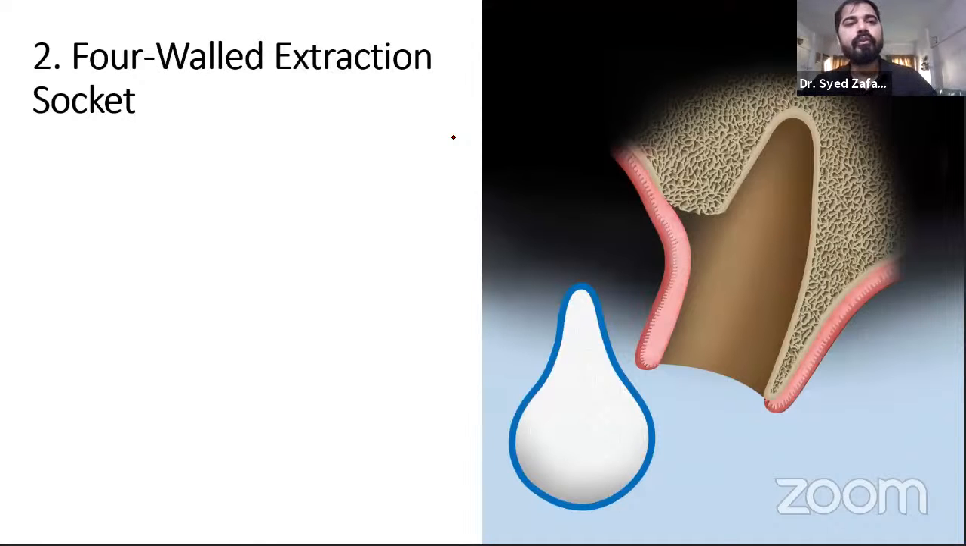If there is a four-wall socket defect, we already know if we place the bone in it and close it only with a suture, the bony defect will appear like this, because bone is like a powder. It can be displaced if there is lip movement or muscle movement. We need something to protect it, something to give the tenting effect, something which can give the convexity like this.